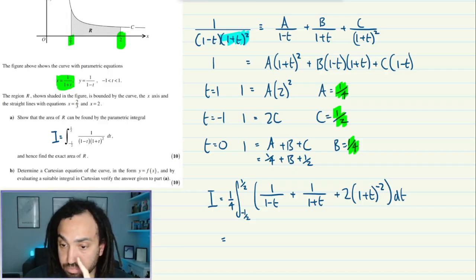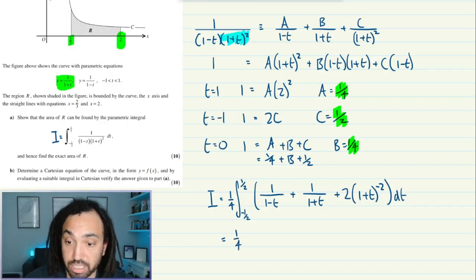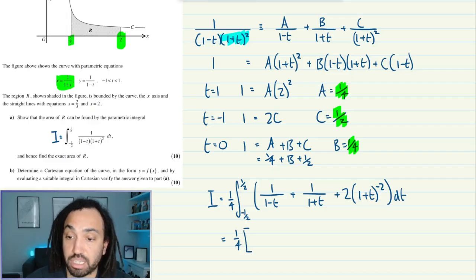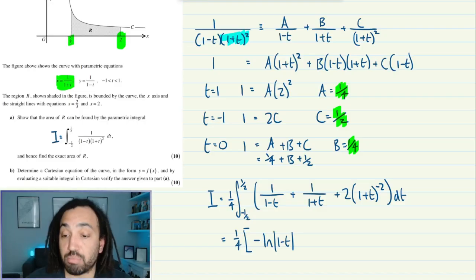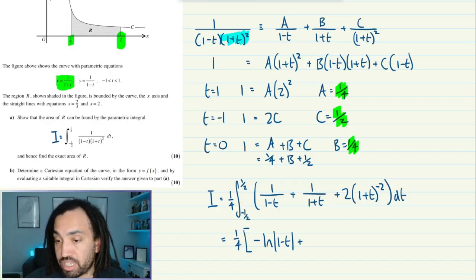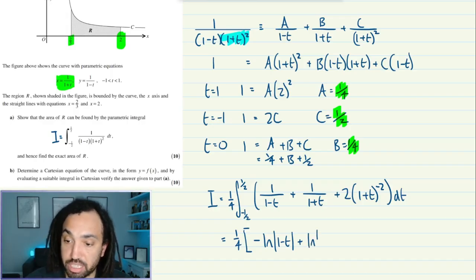Okay, so now we need to integrate these, don't we? Yes, we do. So the quarter stays outside. This one here, there's a negative on the bottom, so the derivative of the bottom is minus 1, which is not quite the top. So I'm going to take a minus out in order to make it so. So it's minus ln 1 minus t. Next one is perfect because the denominator's derivative is the numerator, so I could just go straight in and say that is ln 1 plus t.